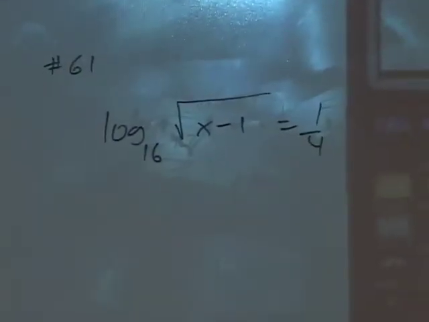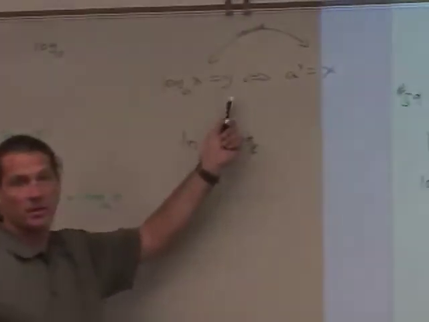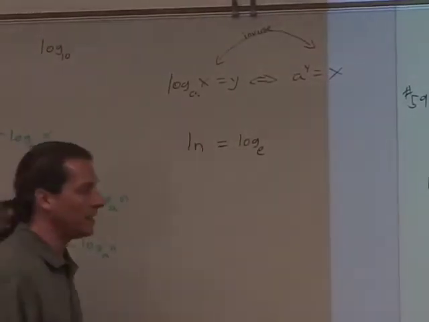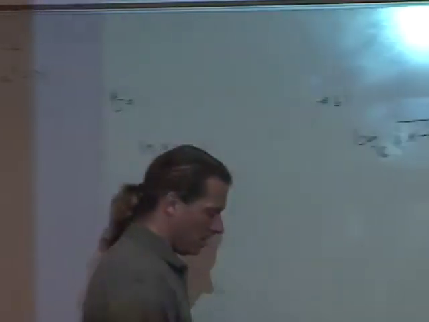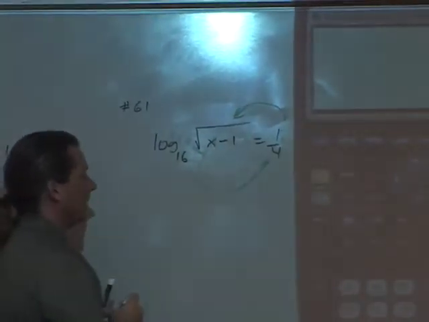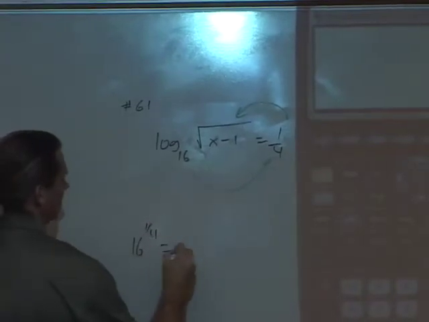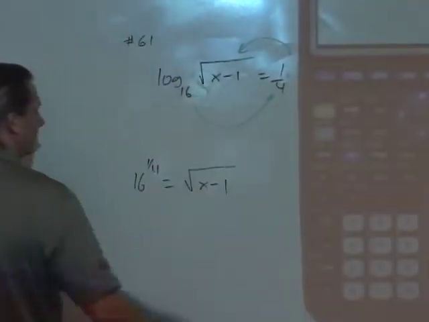There's a variety of ways to approach this problem, but I think the most straightforward is with what you know now. Basically, working from simply the tool you have here, turn this back into an exponential equation. If we do the little circular motion here, we'll have this set up. We'll have 16 to the 1/4 is equal to the square root of x minus 1.